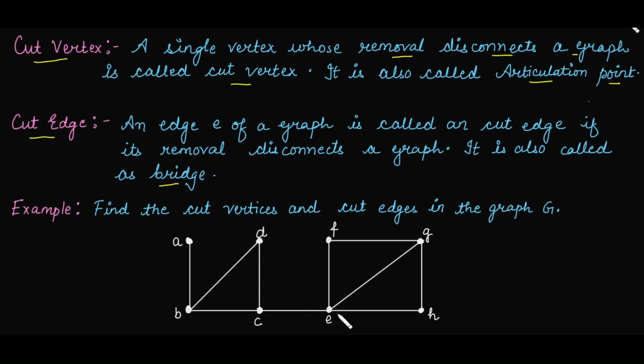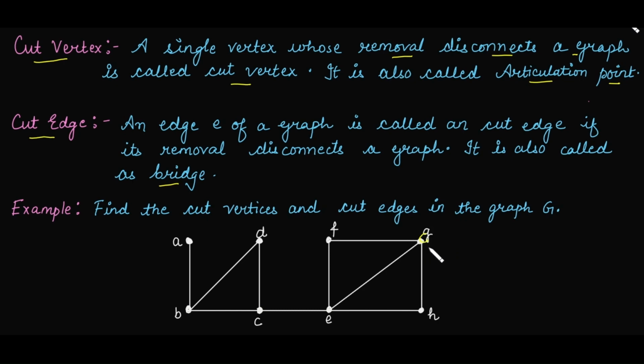Next is the vertex E. If you remove the vertex E, after removal of these edges, is the graph connected? The answer is no. We are getting a disconnected graph. Therefore E is a cut vertex. F. Remove the vertex F and the corresponding edges. Does it disconnect the graph? The answer is no. It means F is not a cut vertex.